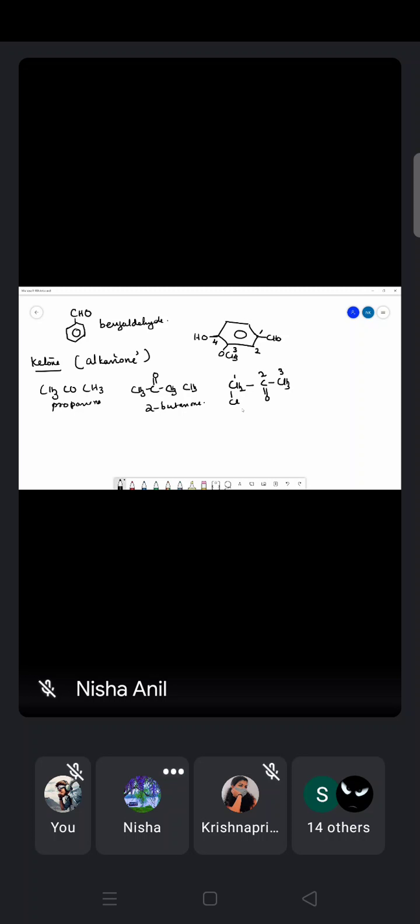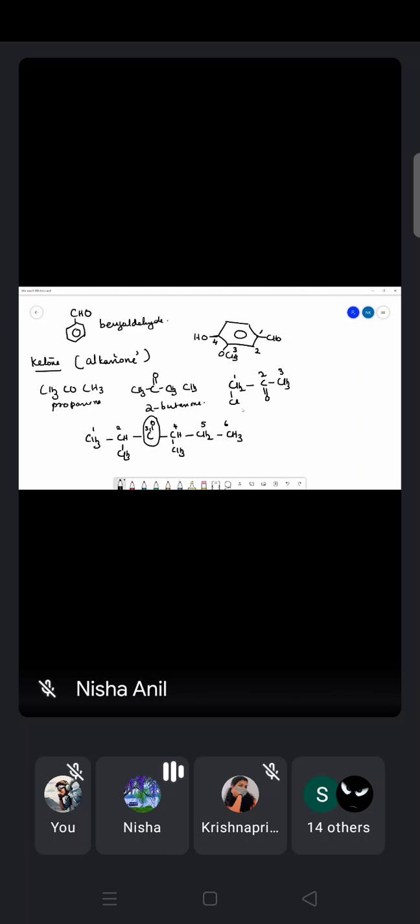Next is CH3, CH3, CO, CH3, CH2, CH3. So this functional group should get the minimum number. So we have to number it from the left side. 1, 2, 3, 4, 5, 6. From here, we can number. If we number from the right side, 1, 2, 3, 4, this will get the 4th position. So 3 is the least number. So we choose the numbering from the left side.